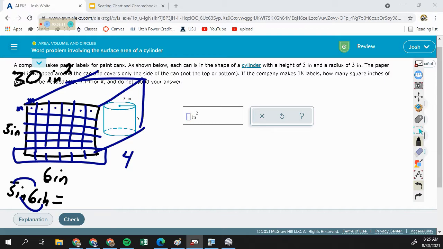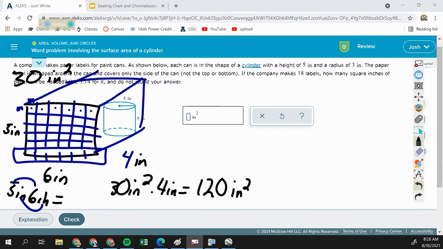What do we call that space? Volume. And how do we measure volume? So we would do base times height times width, or we could do the area times the depth, however you want to say it. So I would take 30 inches squared and times it by 4 inches, and I get 120 inches cubed. What does that mean?